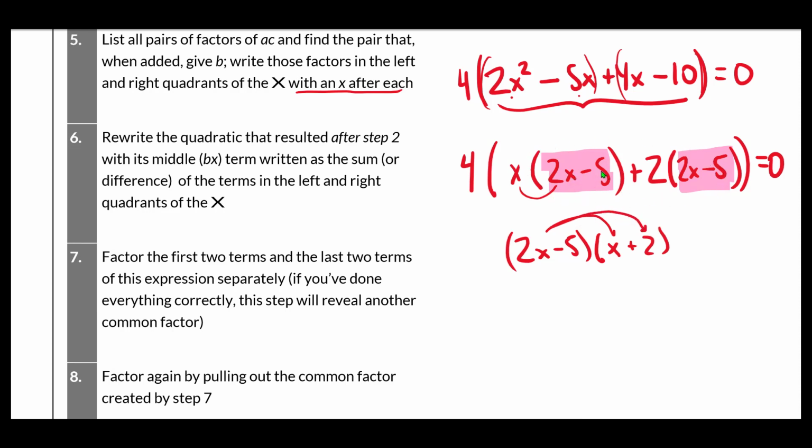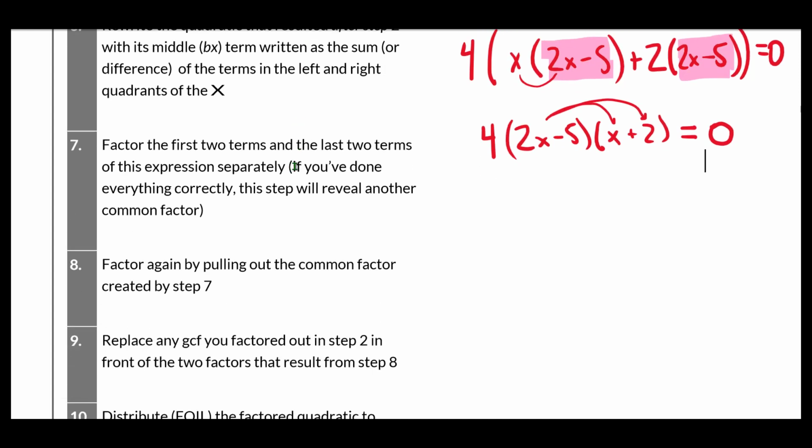That 2x minus 5, you could just think of it as like an n. I'm just pulling that n out. This is xn plus 2n. If I pull the n out, I would get n times x plus 2. Well, there's the n. There's the x plus 2. So now what I have is this, and that's it. I'm done. That is my final factored or intercept form equation.